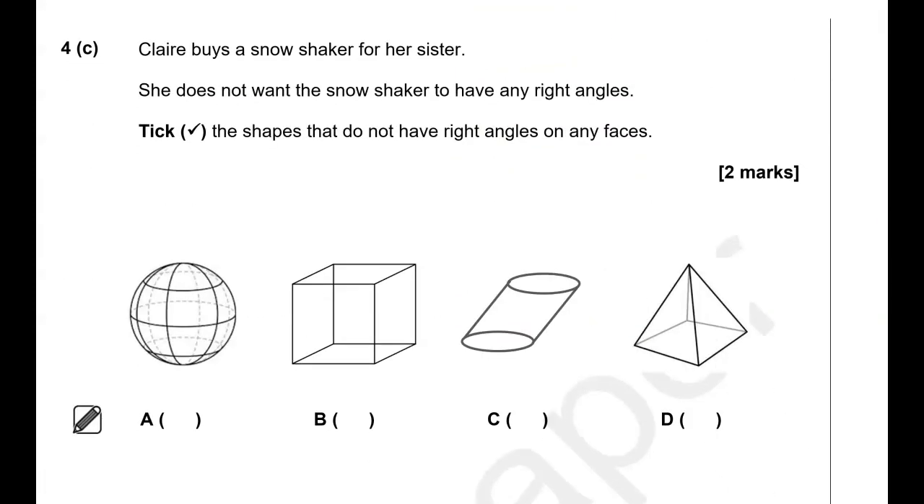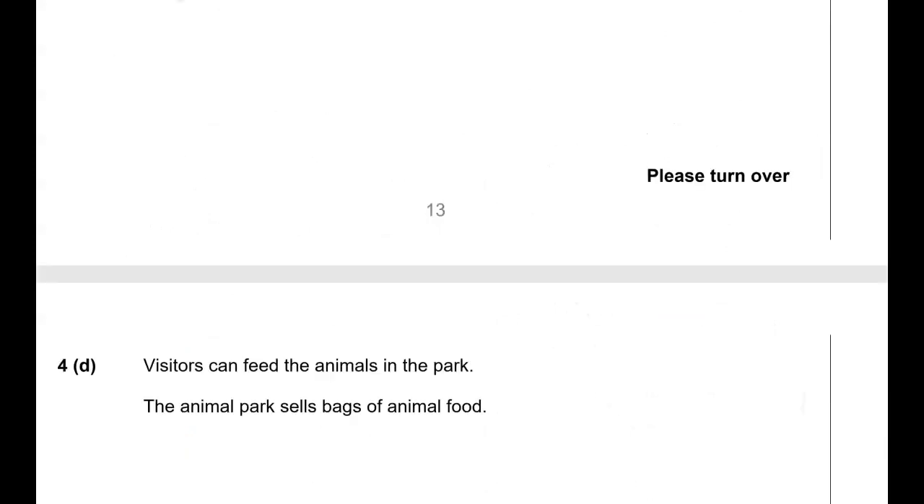Claire buys a snow shaker for her sister. She does not want the snow shaker to have any right angles. Tick the shapes that do not have right angles on any faces. Okay, so these two will have right angles. These two, they will not have right angles on any of the faces. So A and C are the correct options.